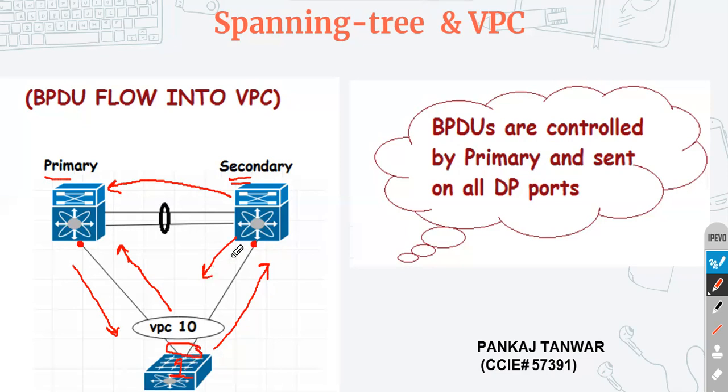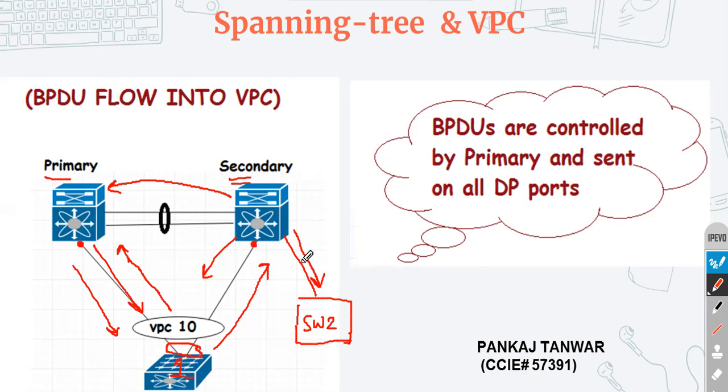If the secondary device gets any BPDU from the downstream device, it is going to send it over the peer link to the primary device, and then the primary device is going to send that particular BPDU to the downstream device. This is the default behavior of spanning tree in the VPC environment. But let's say there is one device connected here on the secondary device which is not part of VPC. Let's say this is switch 2. It is not part of VPC. In that case, the secondary device for sure is going to send the BPDU.